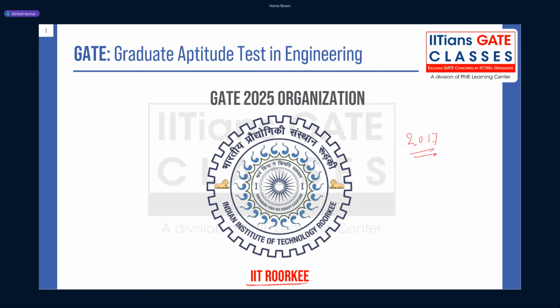Now we are in GATE 2025. The 2017 paper was the toughest paper in the history of GATE Aerospace Engineering. Like 2017, the 2023 paper was also tough, but not as tough as 2017.